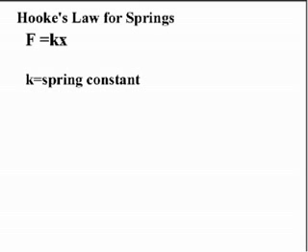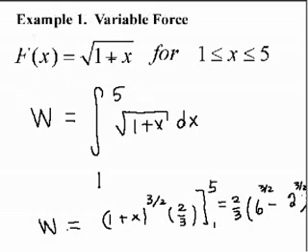Now, one of the most important and most commonly used formulas for force in order to calculate work is Hooke's law for springs. If we're dealing with compression and stretching of springs, the force is equal to kx, where k is a spring constant, varies from spring to spring, but is constant for a given spring, and x is the distance variable, and f is the force variable. And so now we'll see a particular example of a variable force, and we're going to calculate the work.